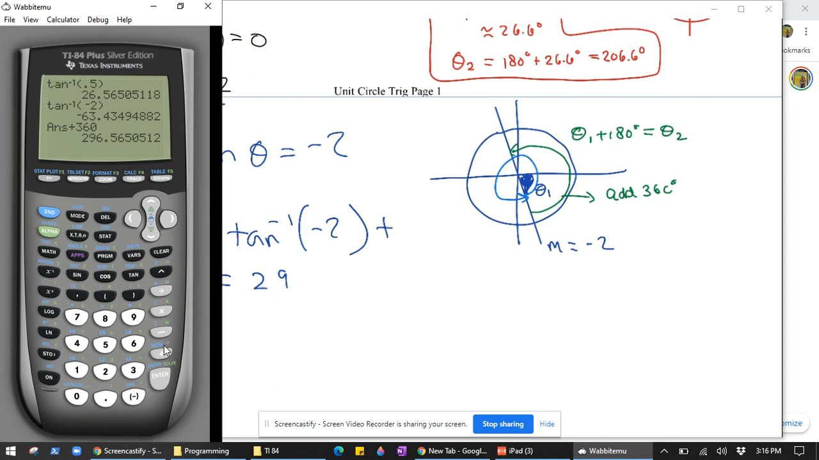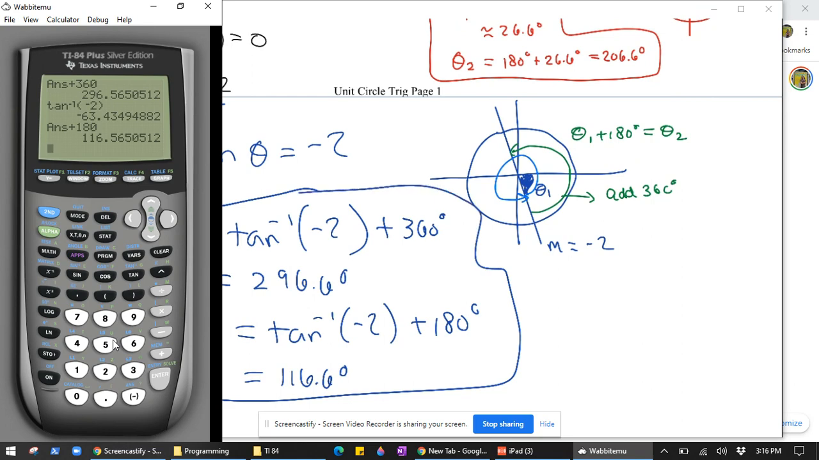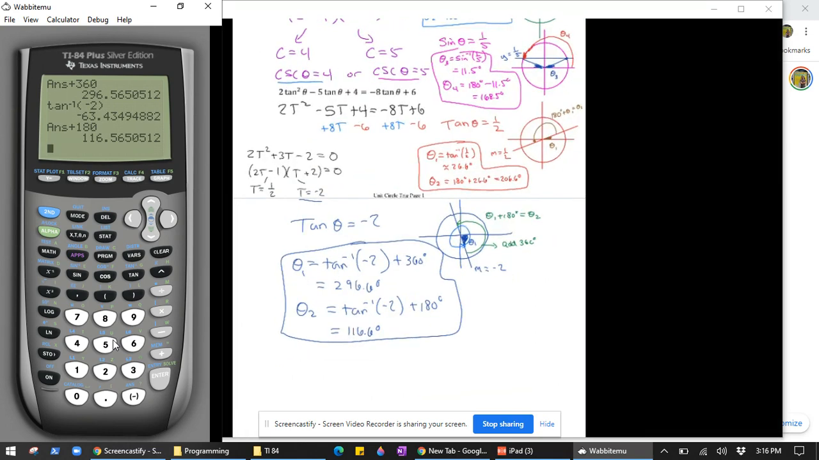Sorry, I should really indicate what I did there: 296.6 degrees. And therefore θ2 is going to be tan inverse of negative 2 plus 180. Let's do that one more time: tan inverse of negative 2, and then we add 180 there to get 116.6 degrees. And those are our 4 answers for that problem.